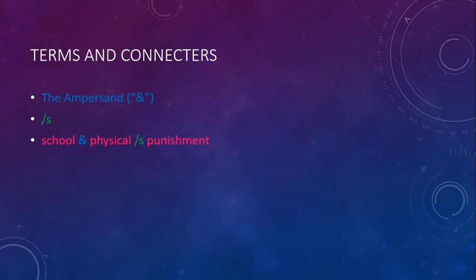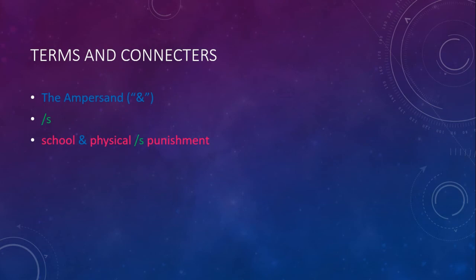The first one we're going to discuss is the ampersand, also known as the and sign. So what this does is it finds the first term in the same document as the second term. So if I were to do just school and physical and no other modifications, it's going to find every single case that has school in the same document as physical. As you can imagine, this is going to yield so many results.